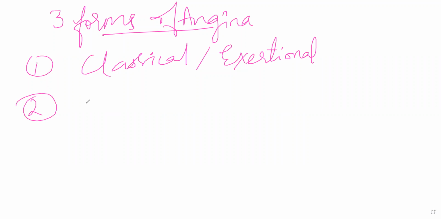Second type is variant. Variant is also called Prinzmetal angina.